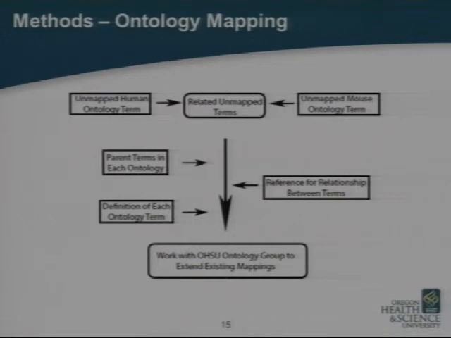For the ontology mapping part, I will need a few pieces of information. The first, obviously, would be the names of ontology terms that are related but don't yet have clean mappings. And in order to help make sure we identify the right ones and map properly, I'll also need to grab the parent terms for each. From there, I'll also need a textual definition to extend the annotations and a reference that I can cite between the terms.